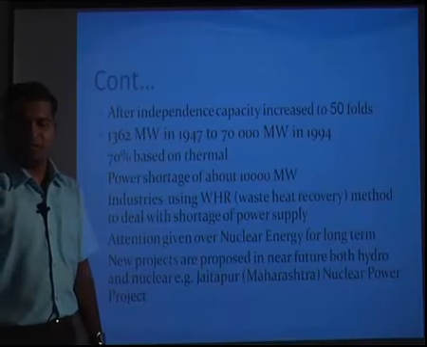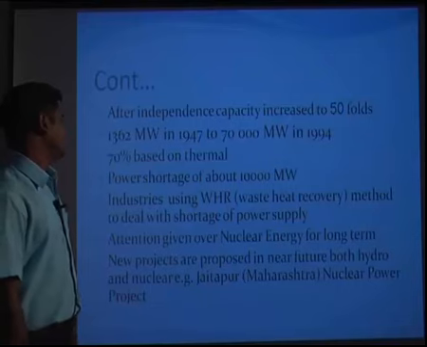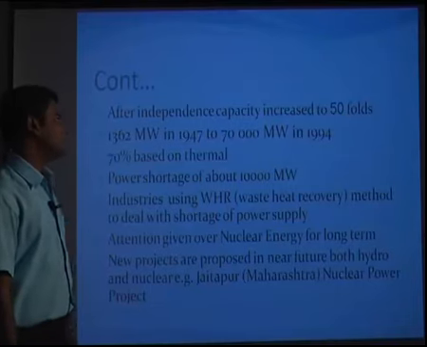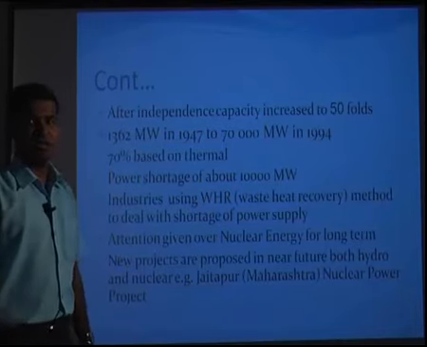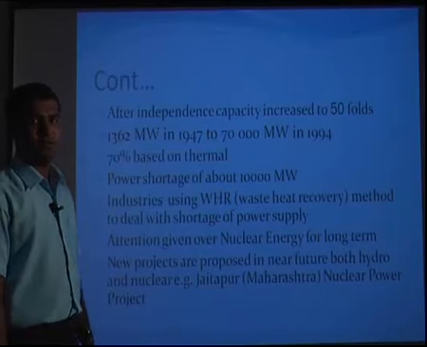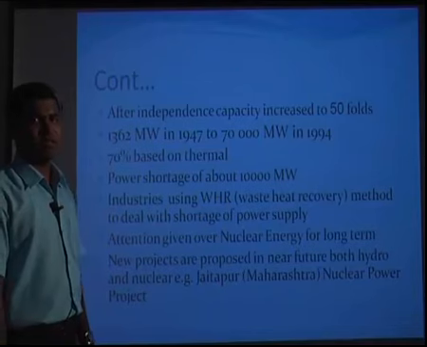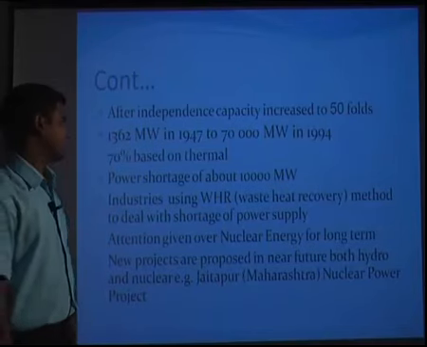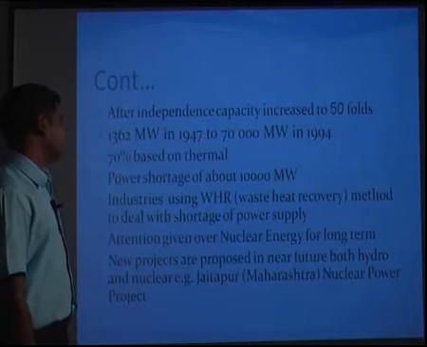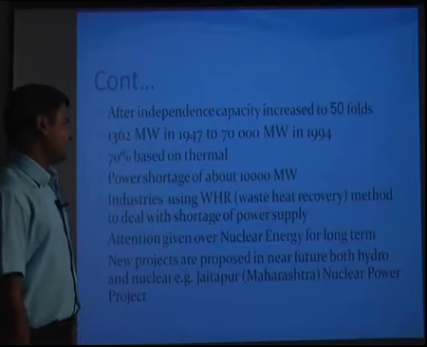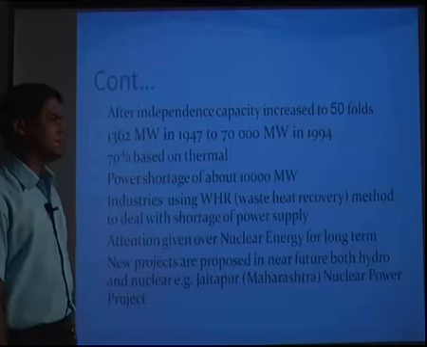After independence, the capacity increased 50 times. It was 1362 megawatts in 1947, and that has reached 70,000 megawatts in 1994. Also, the major energy produced in India is thermal, meaning using coal: burning coal generates steam, and the steam rotates turbines, which produces the energy. That is 70% as far as today's scenario is considered. But still, due to the increased economy and increased population, we can find a power shortage of up to 10,000 megawatts.